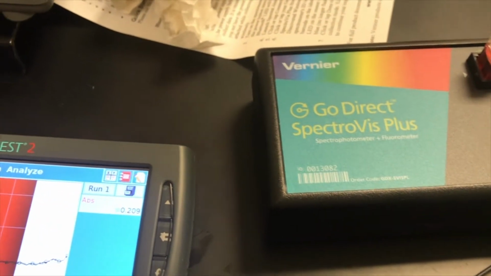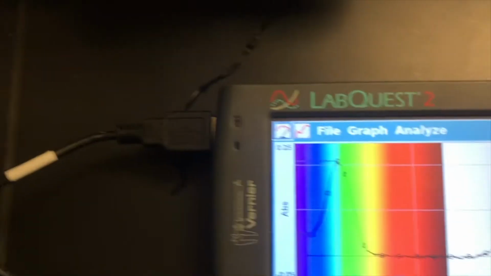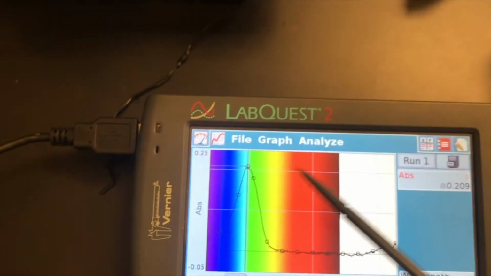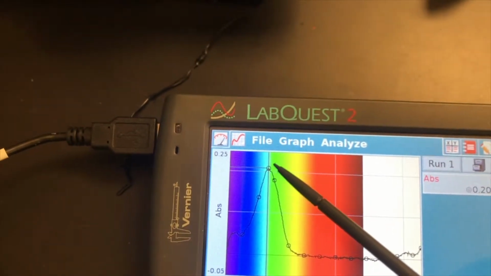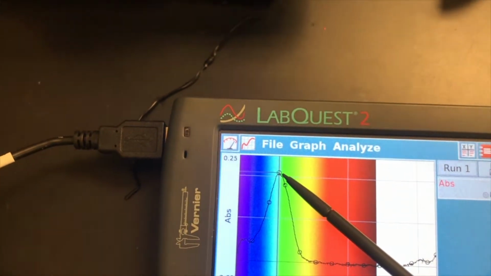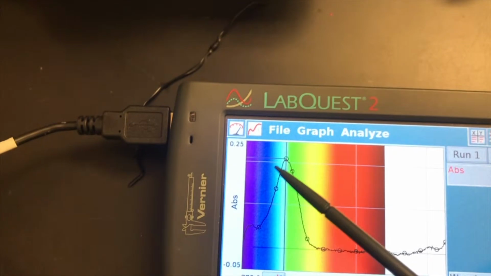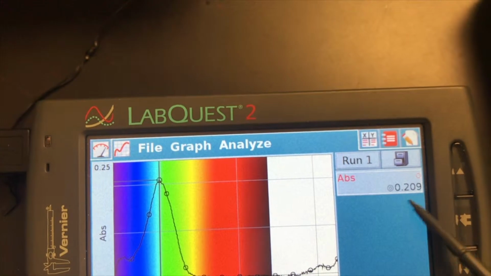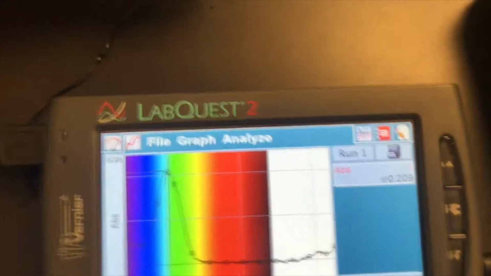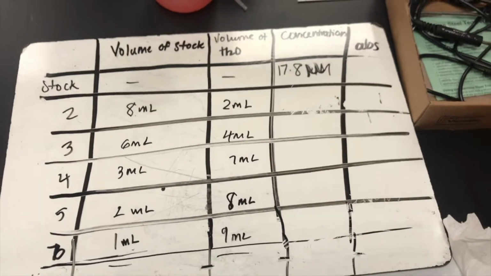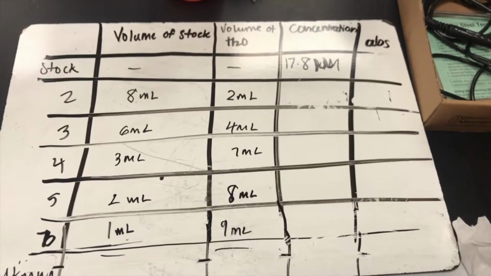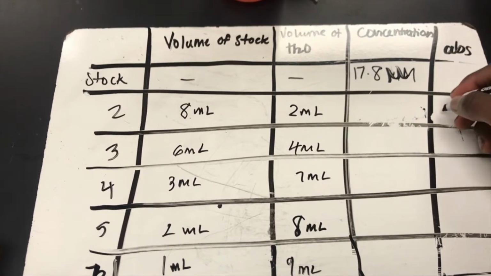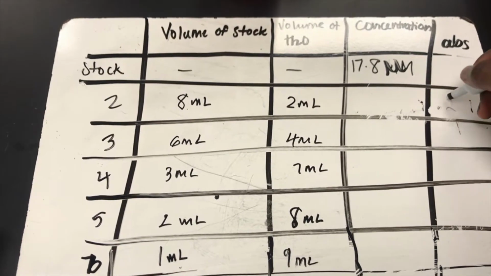While your SpectroViz is running, it's going to take a while and it's going to make a graph like this. What you're going to do is use your stylus to select the highest peak of your graph. Selecting the highest peak of the graph is basically selecting the highest absorbance value, which is the optimal absorbance value for your cuvette. Okay, so we just got the absorbance value of our 8 milliliter stock solution and 2 milliliter of water. This absorbance value was 0.209.